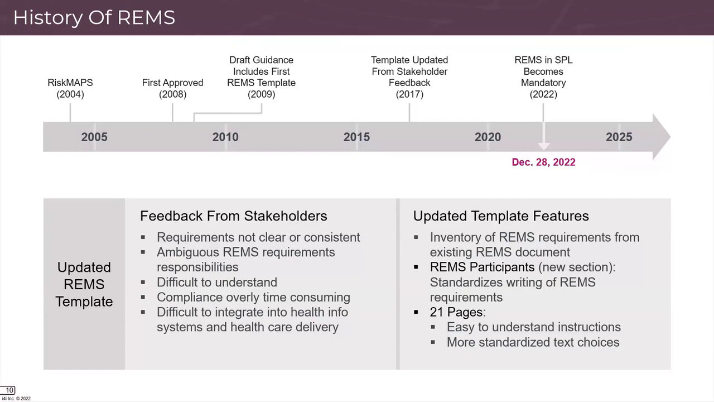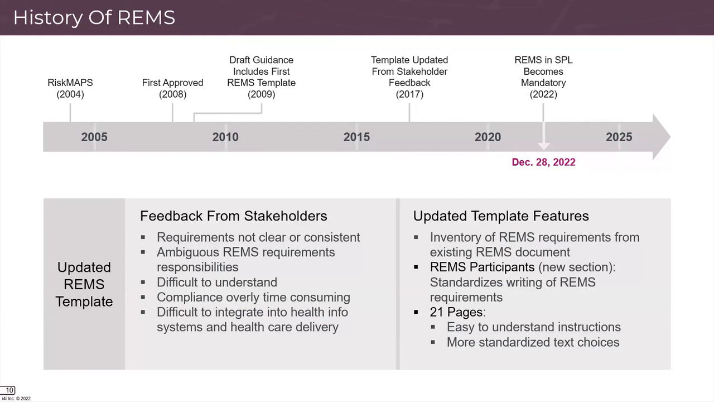Stakeholders were finding that the requirements in the old template weren't written clearly and consistently. Determining who was responsible for implementing each REMS was very ambiguous. It was time-consuming to try to understand and comply with the REMS, and the REMS couldn't be easily integrated into existing healthcare information systems. So this updated template from 2017 ballooned to 21 pages, which seems like a lot, but it really isn't.